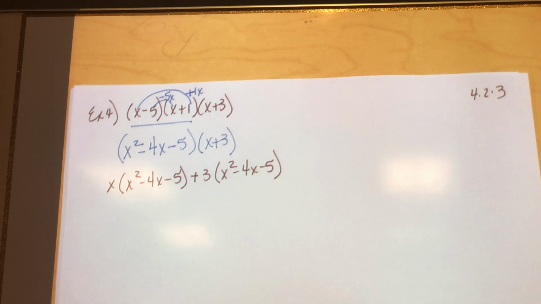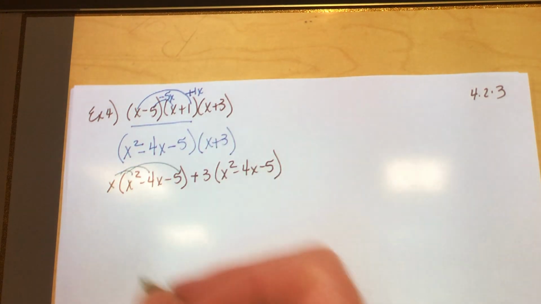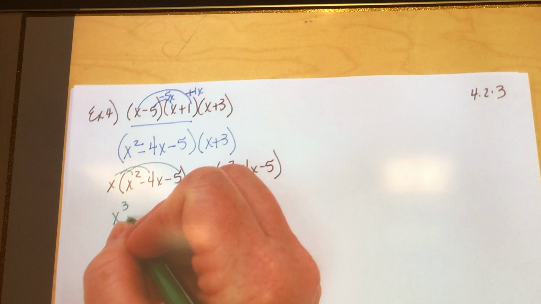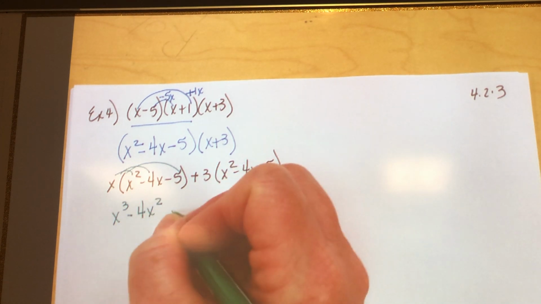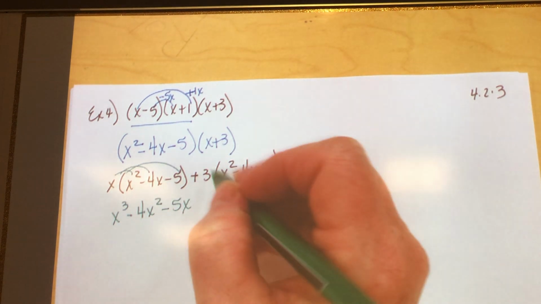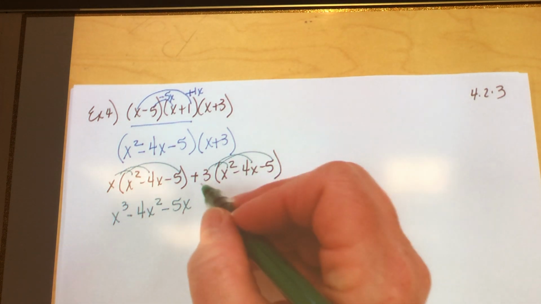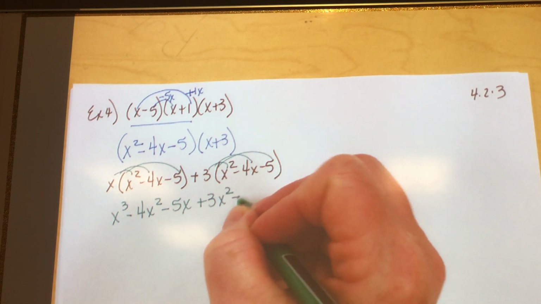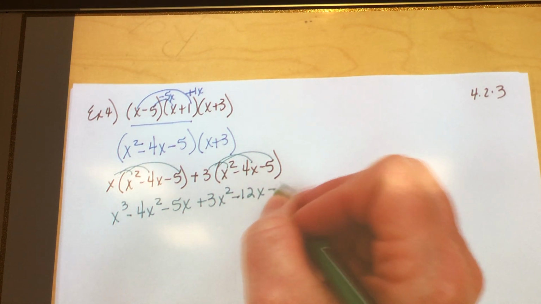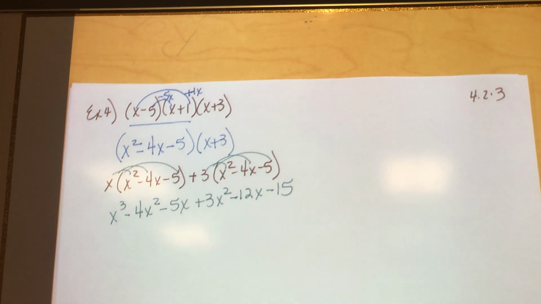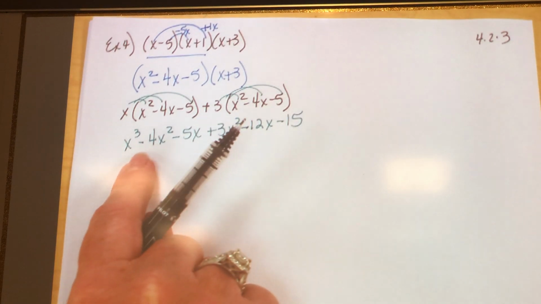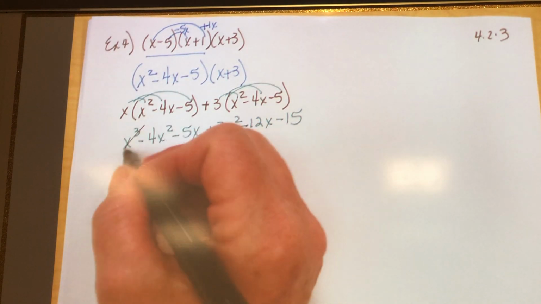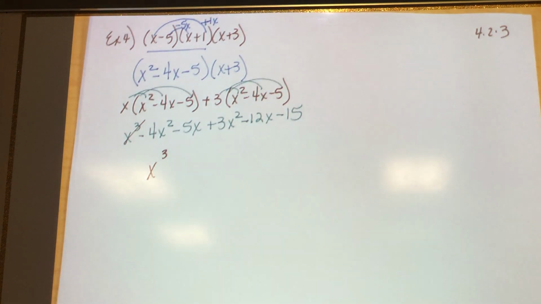I am going to distribute, so I'm going to get x to the third minus 4x squared minus 5x. I'll distribute this 3, and he is a positive 3, so positive 3x squared, negative 12x, and negative 15. Now I'm going to collect my like terms. So my x cubed is my largest exponent, so I'll start with him. He's the only one I have.